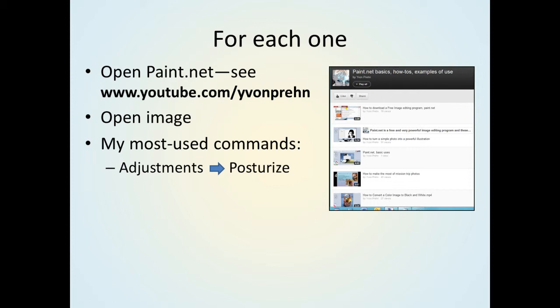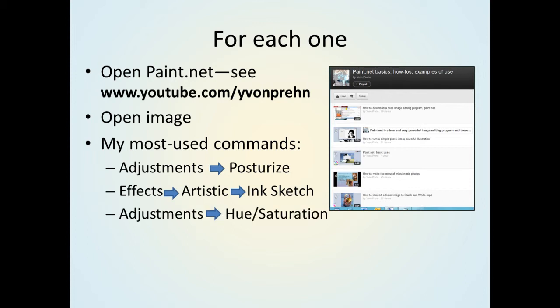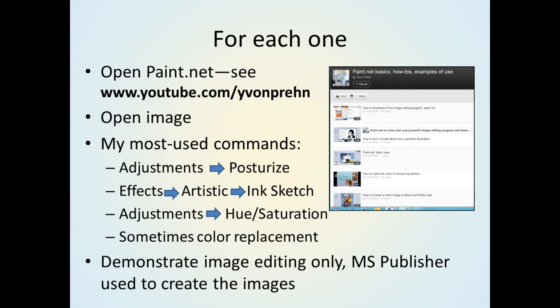I'll be demonstrating this for you, but I wanted to have a list for you to be able to go back to. Another favorite combination is effects, then artistic, and then ink sketch, adjustments, and then hue and saturation. Sometimes I will do some color replacement, but with these simple steps, they're the only ones that I do. That's how I came up with all of the modifications.